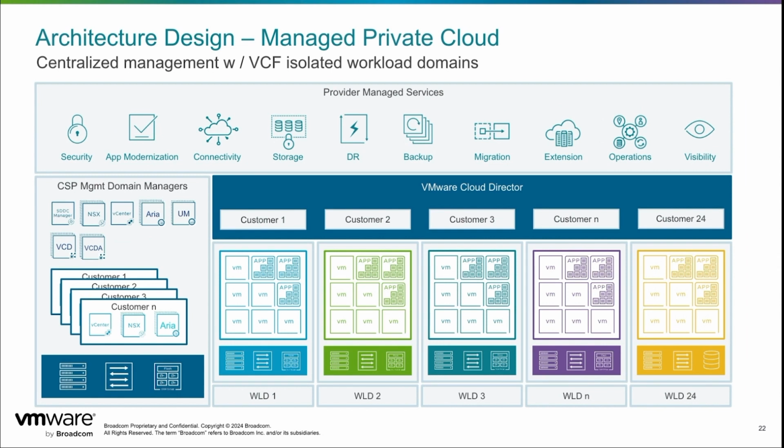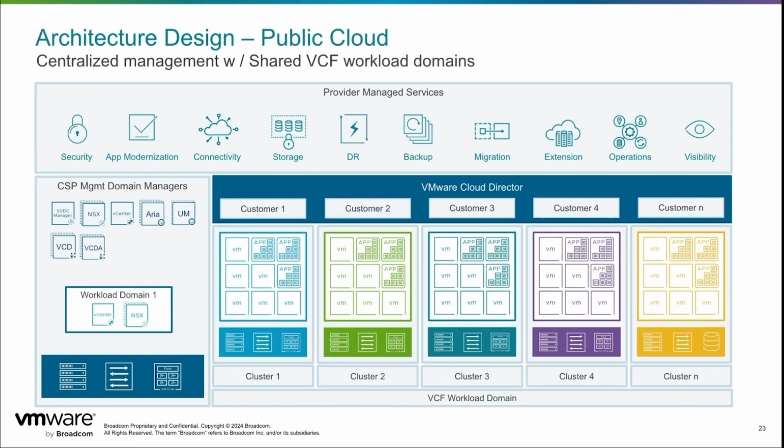In our second deployment option, this one is attached to the managed private cloud, where we see a centralized management domain that is managed by the cloud service provider. And then that cloud service provider would provision workload domains, up to 24 for each VCF instance. And then those customers are isolated or given a dedicated workload domain to run their apps and their workloads in that workload domain. They access those resources through VMware Cloud Director. Again, we see the provider managed services offered across the top to all customers.